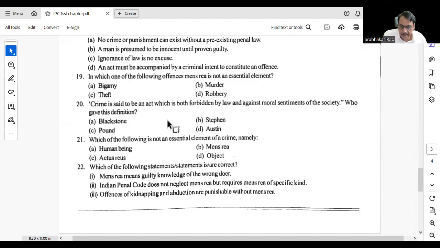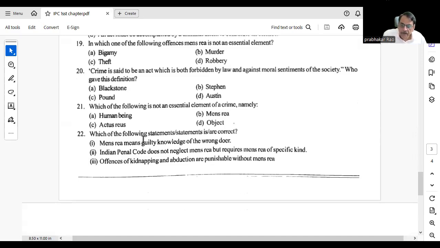Even then, you remember this thing. Stephen has emphasized that a crime has to be branded when it is immoral. But not all the jurists have said this thing. Which of the following is not an essential element of crime: human being, actus reus, mens rea, object? Actually, in fact, all are essential elements. If such a question comes, I told you that in certain cases, mens rea is not an essential element.